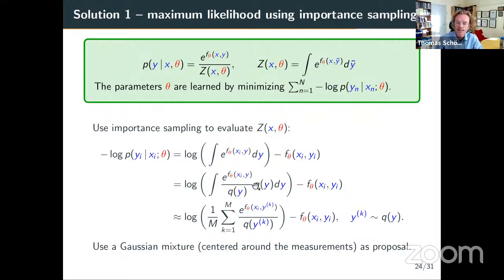If I decided on what q was, then it's available to me, so I can generate samples from q. I can then insert those samples in here and get an approximation of the integral. What we're doing is using a Gaussian mixture for this q function, which is commonly referred to as a proposal distribution, centered around the measurements. Then quite small values for M are enough to get a decent estimate of the log likelihood.